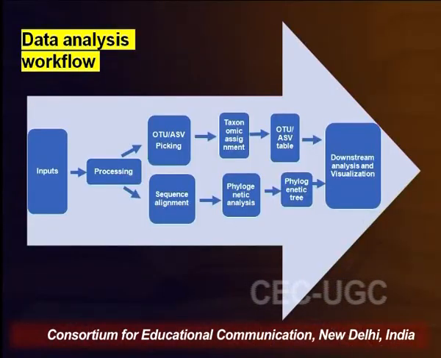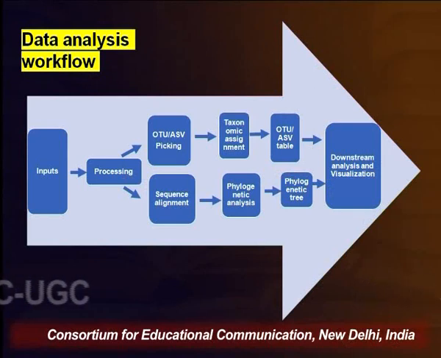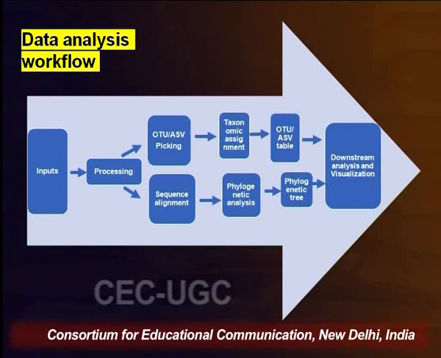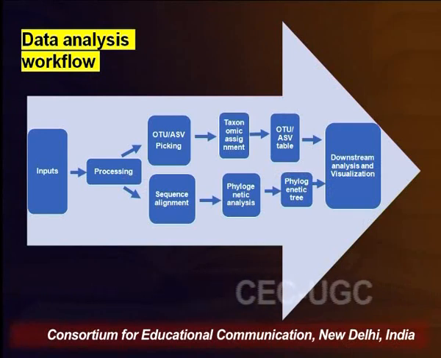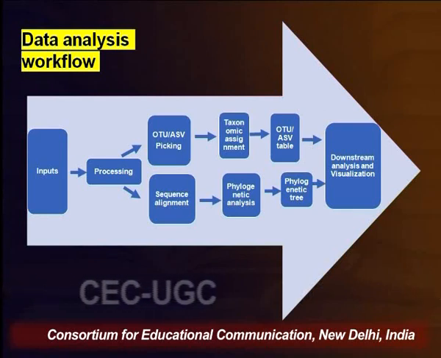The workflow is that we input the sequences, and then we process these sequences and try to identify OTUs in them. We get an OTU table, and then in the downstream analysis we analyze this data and get a lot of information, and we get graphics prepared with that information. We can also do the same thing with phylogeny and sequence alignment, drawing a phylogenetic tree.